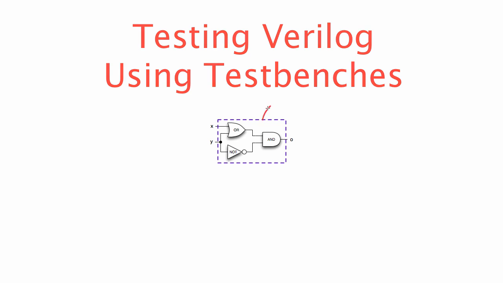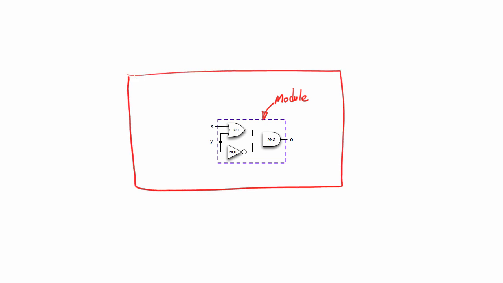Once you're done coding your circuit up as a module in Verilog, you're going to want to test it to make sure that you implemented it correctly. And so for that, we'll implement what's called a test bench. We're going to build another module that contains the module that we're testing, and the test bench is going to let us apply inputs to the X and Y inputs of our module. It's going to allow us to control those inputs as a function of time.